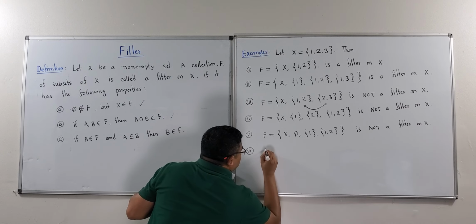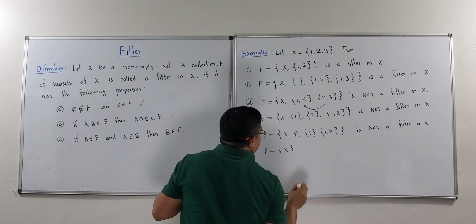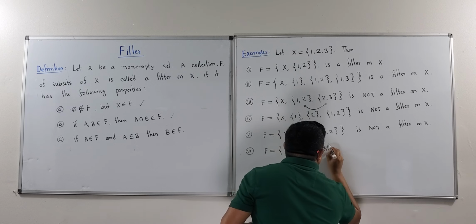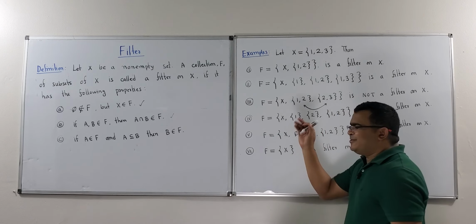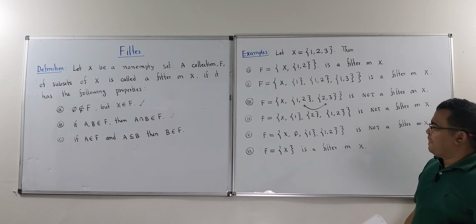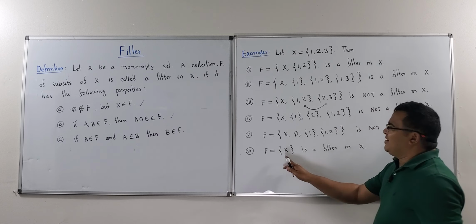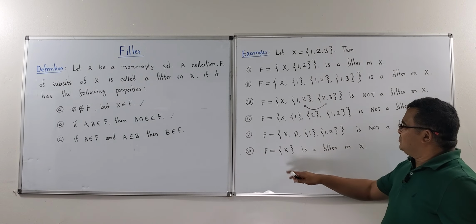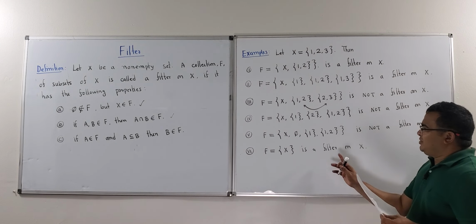Now, the last example: if we consider just the whole set X, this is also a filter on X, because it satisfies all of the three properties. The empty set is not here, and there is only one element, so the intersection is also here. So it satisfies all of the three properties, that's why it is also a filter.